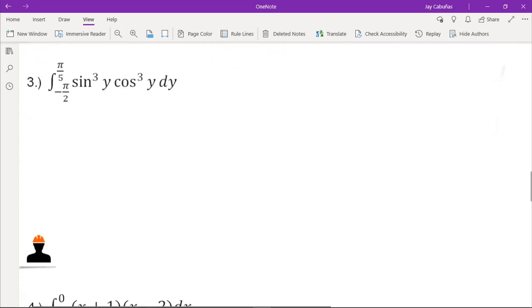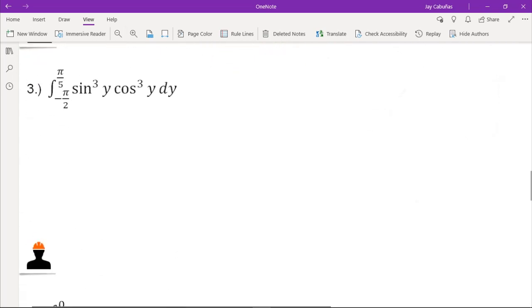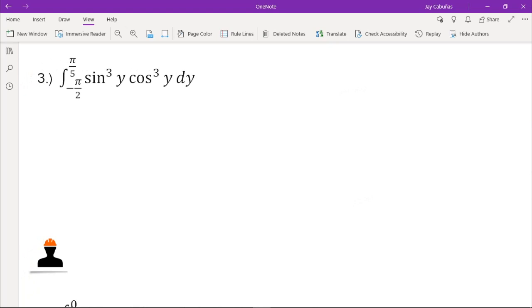We have example number 3. We have the integration of sine cube y cosine cube y dy. Limit is from negative pi over 2 to pi over 5. Now take note again, we cannot directly use the power rule to this one since we have two different trigonometric functions here, sine and cosine. They are combined as one function, and we have exponents to both trigonometric functions. We have a third exponent to both.